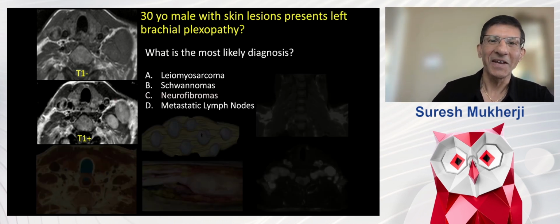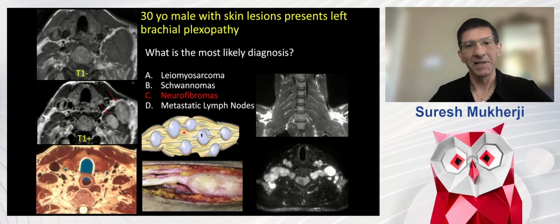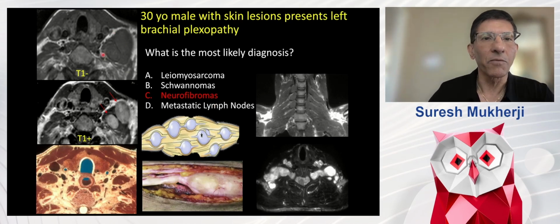So the correct diagnosis is neurofibromas. In this case, you see a mass right here and you're trying to figure out what this is. The key thing is to give contrast. When you give contrast, notice the location between the anterior and the middle scalene muscle, and then we see these cannonballs of enhancement between these two muscles.